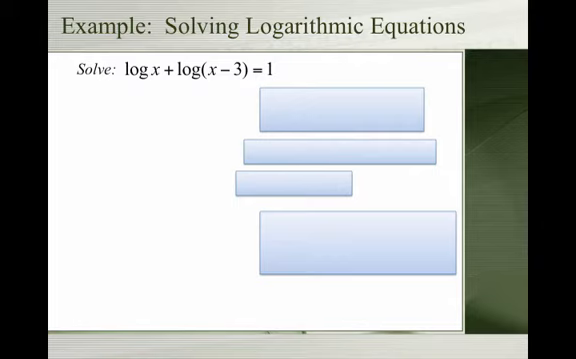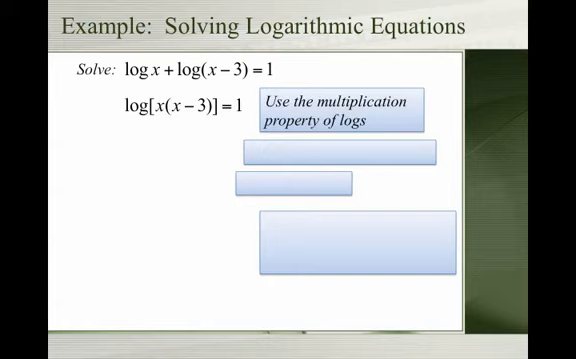All right, let's consider log x plus log of x minus 3 equals 1. I have 2 logs. Well, what can I do? Is there a way to combine those 2 logs into one logarithm? You betcha. We're going to use the multiplication property and bring the x in with the x minus 3 together using multiplication. So I have log of x times x minus 3 equals 1. All right, now I can use base 10 to undo the log. So I have 10 raised to the 1 equals x times x minus 3.